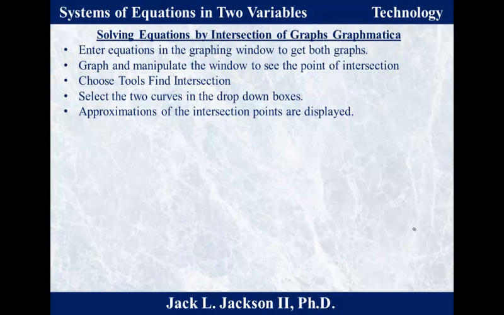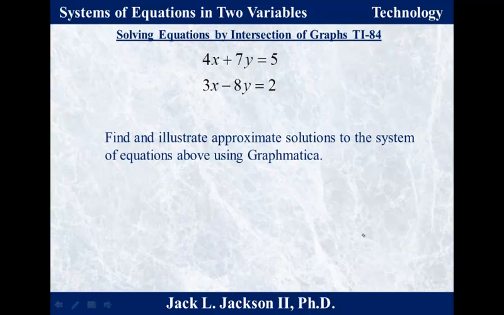Make sure that the window has the appropriate intersection point, and you choose from the drop-down menu, choose Tools menu, and then Find Intersection, and you'll have dialog boxes there that you can choose your two curves, and then hit, I think it's Calculate, and it will give you the approximation of the points. So try that in Graphmatica with this example here. 4x plus 7y equals 5, and 3x minus 8y equals 2.